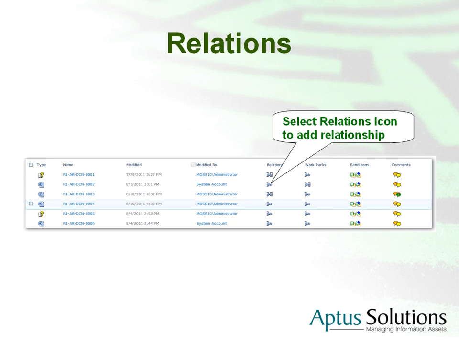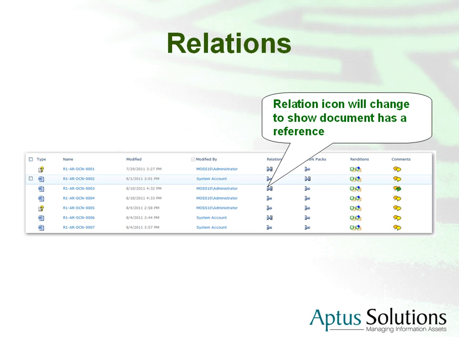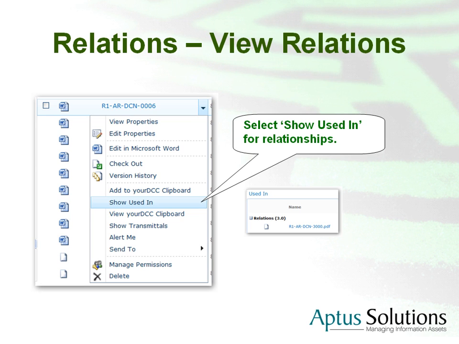Add a relation to a document. We select the icon on the document. We select to add the documents from the register or from the yourDCC clipboard if we've previously added some. And you can see that the relations icon will change to show that the document now has a reference. We can view the relationships either by looking at the document properties or by using Show Used In. Select Show Used In, and we can see the related document.